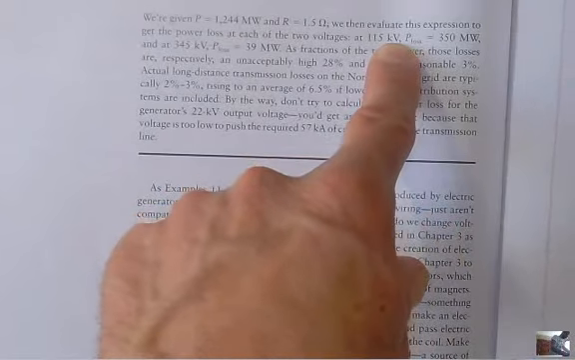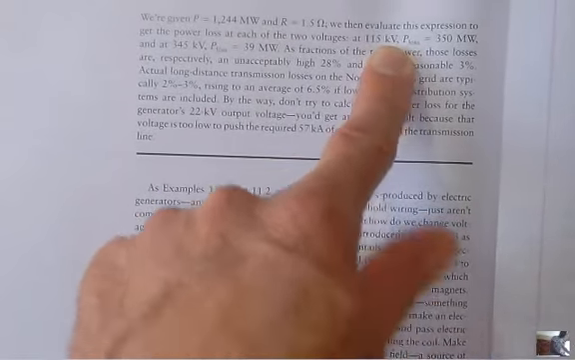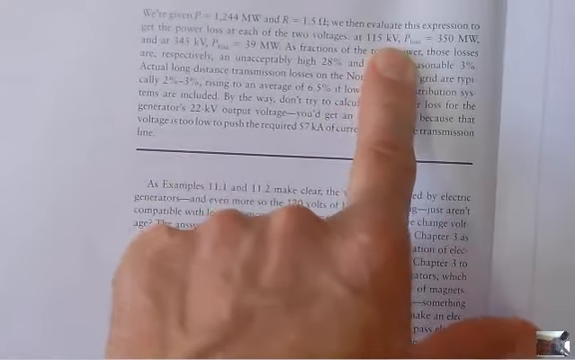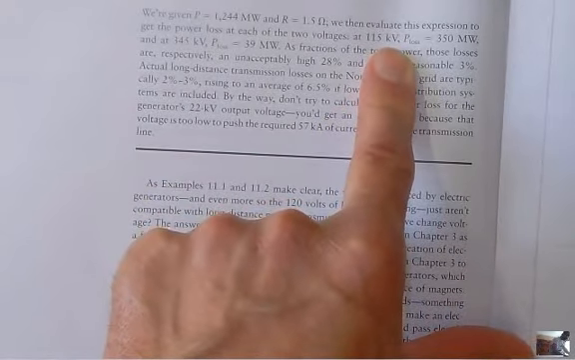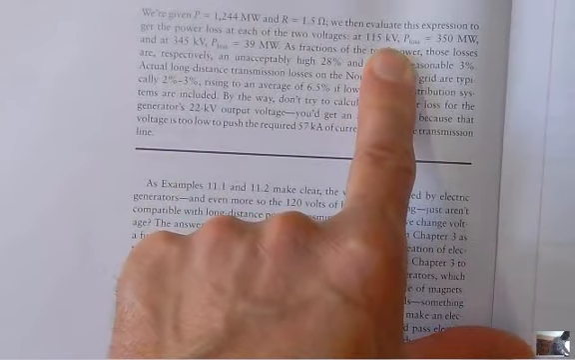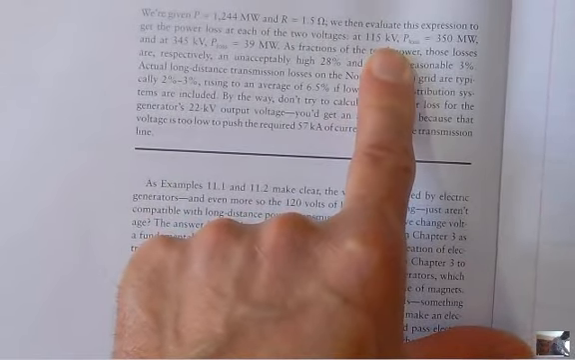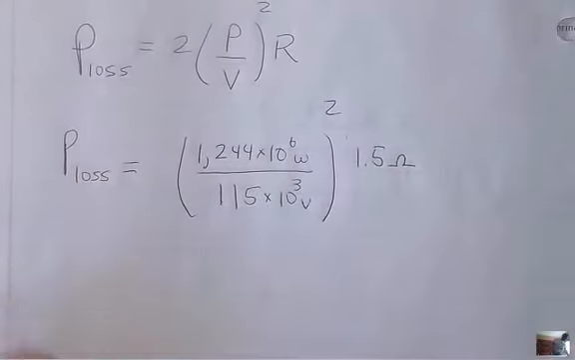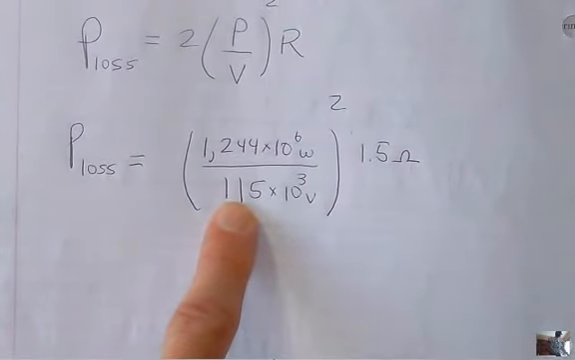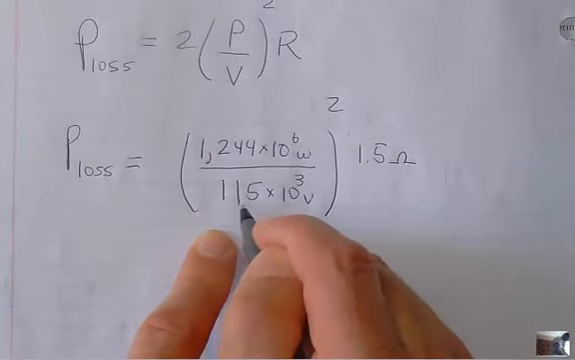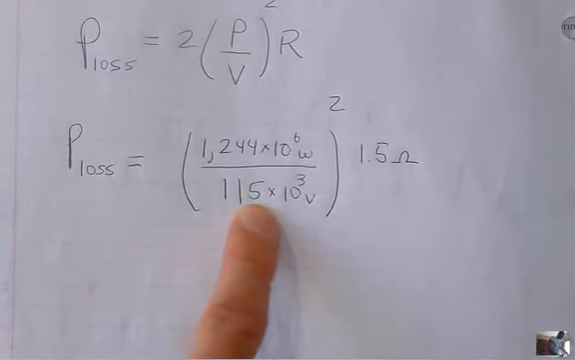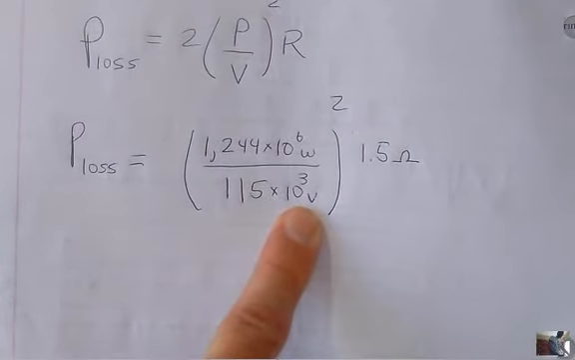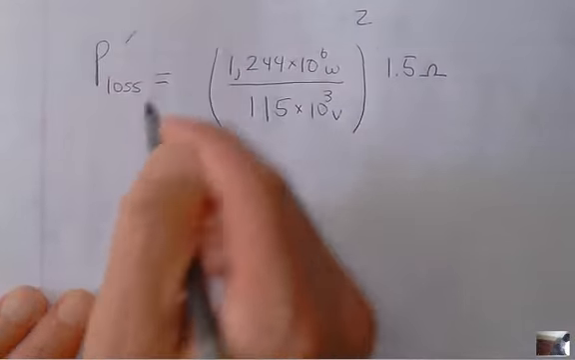I need the voltage here. Oh, so I would put that guy down here, okay? And this would be 115 times 10 to the 3rd volts. And I'd have to square all of that. So this would be the loss if I tried to bring the power to my house at the voltage that the power plant is producing it. Okay? All right, so that's the first case.